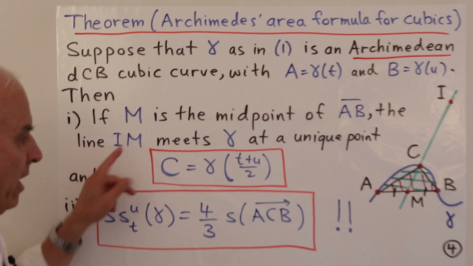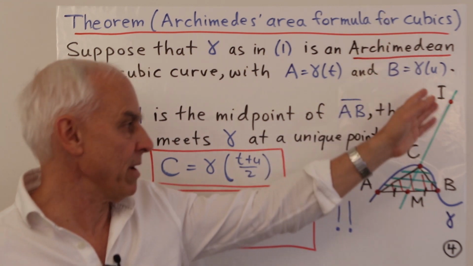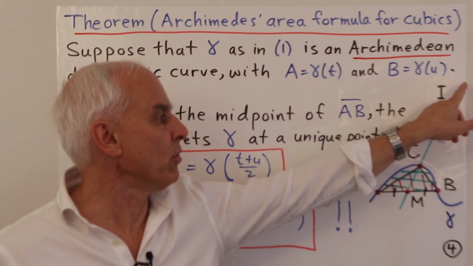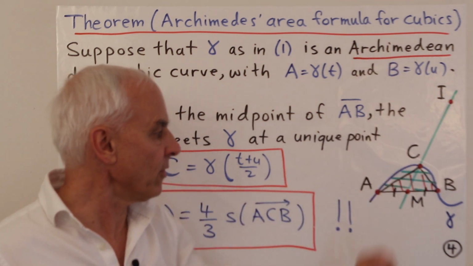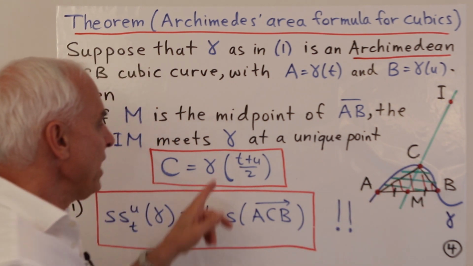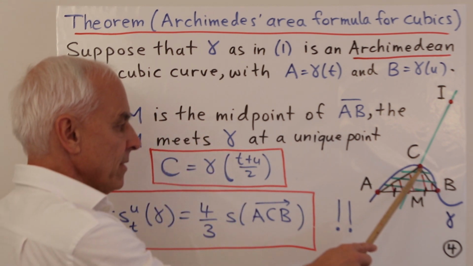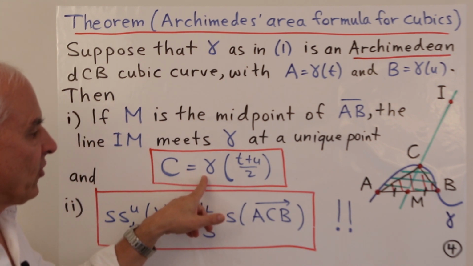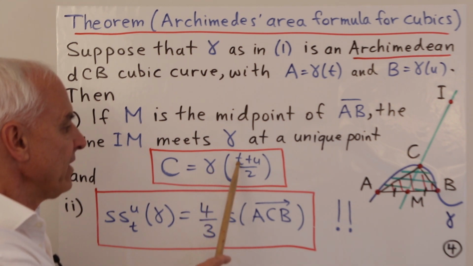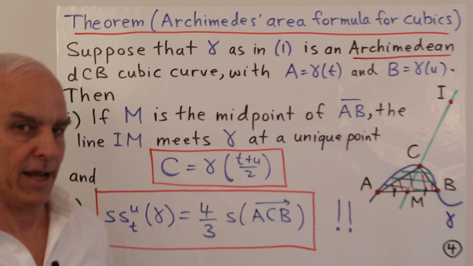Then the line IM, I is the point at infinity on this curve. So that's actually at infinity, but I'm drawing it here. And actually the curve would go through here, so really we should put some blue curve going through there. But this is at infinity, so okay. Anyway, this line IM, there it is there, meets gamma at a unique point, C, there it is there, which in fact is just gamma of t plus u over 2. The curve gamma at the average of the parameter values defining A and B.